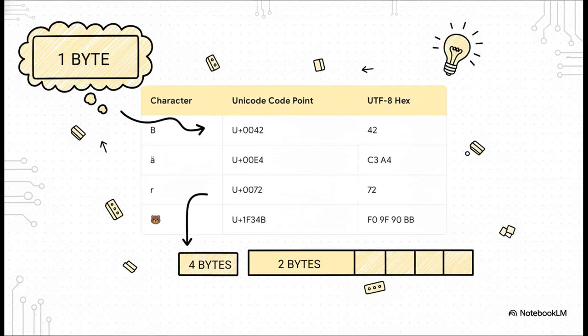And this, right here, shows the real genius of UTF-8. Look at the letter B. It's a common English character, so it only needs 1 byte. Super efficient. But the German character A needs 2 bytes. And our friend, the bear emoji, well, that needs a full 4 bytes to represent it. It's this variable length system that makes it both powerful and incredibly efficient.